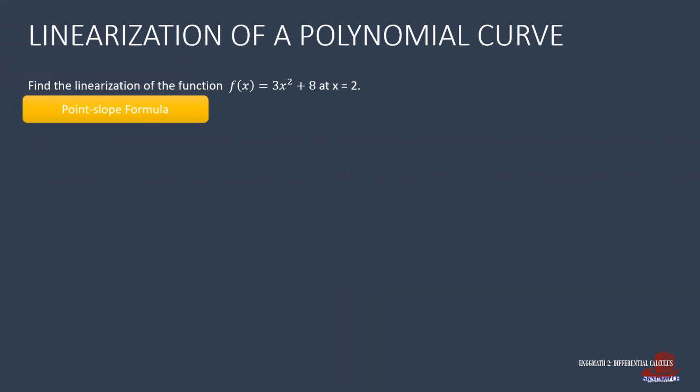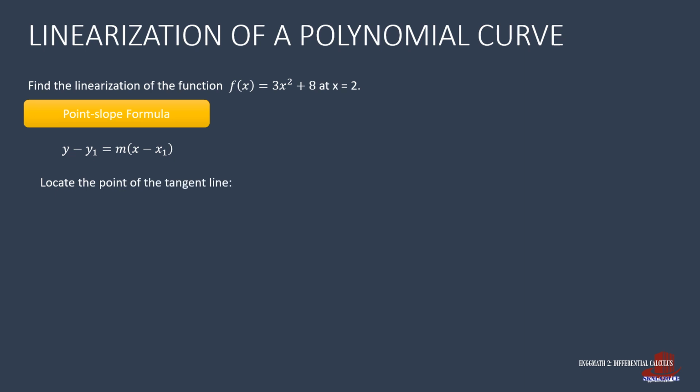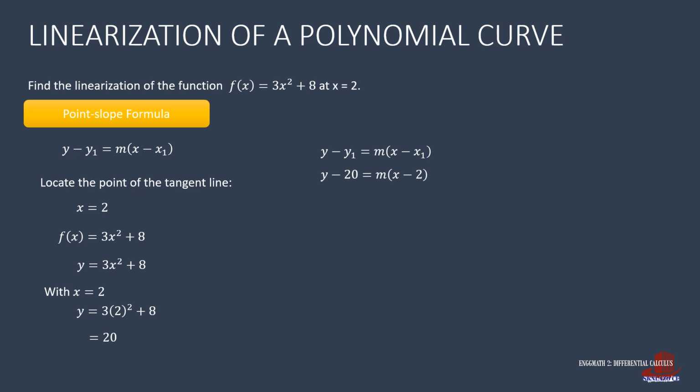With the same function, let's check how the linearization is computed through point-slope formula. First is to locate the point of the tangent line. We know x is equal to 2, and y is solved using the function, which can also be written as y is equal to 3x squared plus 8. By plugging x as 2, we get the y coordinate as 3 times 2 squared plus 8, where y is computed as 20.